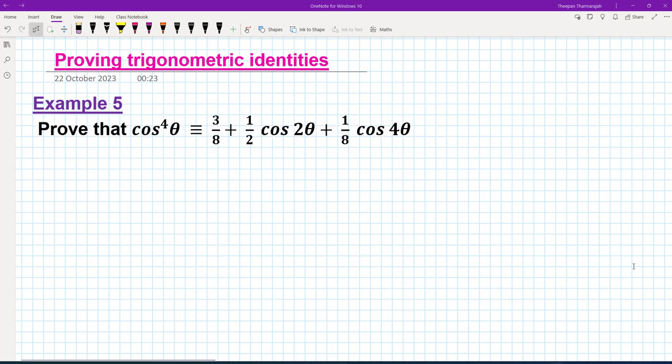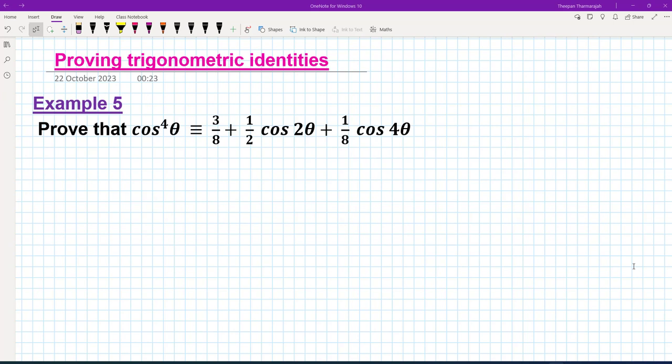Here's an example for you to try. You can pause the video. When you're done, I will go through my worked solution. Okay, welcome back. Now I like this particular example because it's a well-known example that comes up when you come across integration. So if you can get used to this, then you would find your integration techniques quite smooth.